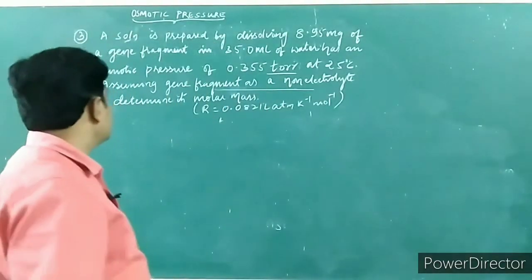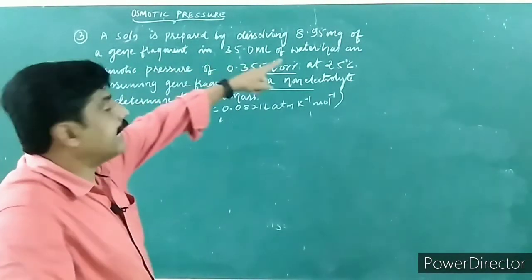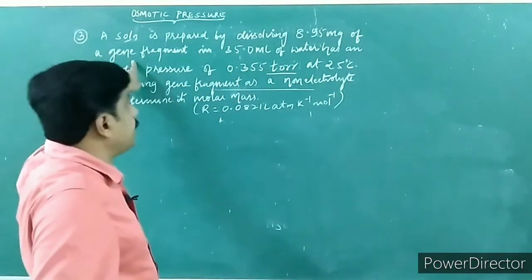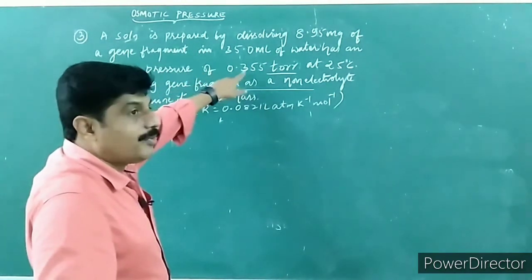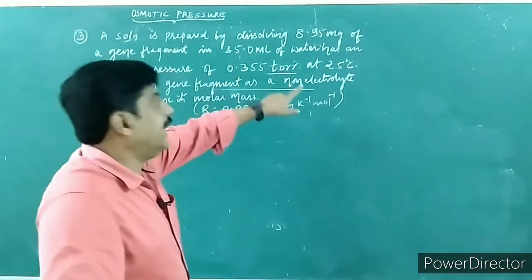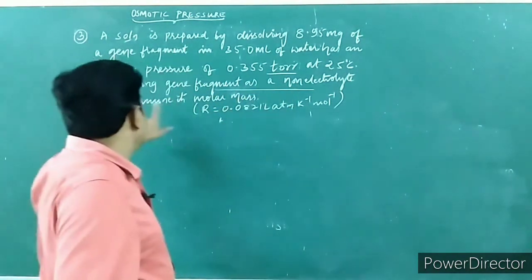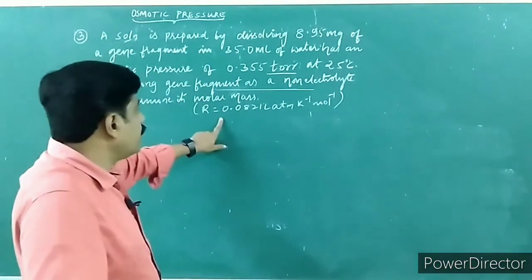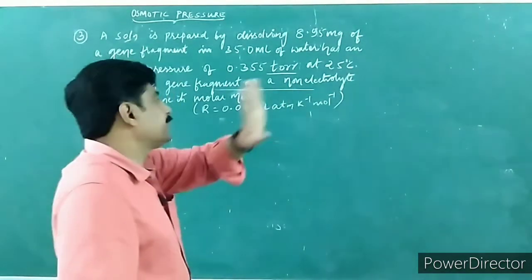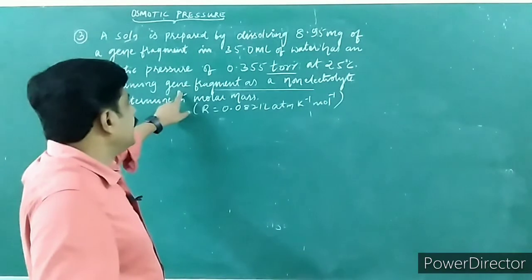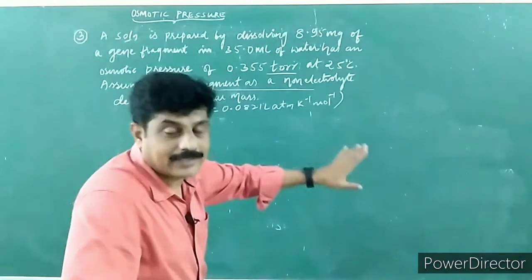Let me go for the next numerical under osmotic pressure. A solution is prepared by dissolving 8.95 milligram of a gene fragment in 35 ml of water, and has an osmotic pressure of 0.355 torr at 25 degrees Celsius. Assuming the gene fragment is a non-electrolyte, determine its molar mass, given R is equal to 0.0821 liter atmosphere per Kelvin per mole. Children, one clue is given. Look here, gene fragment as a non-electrolyte.